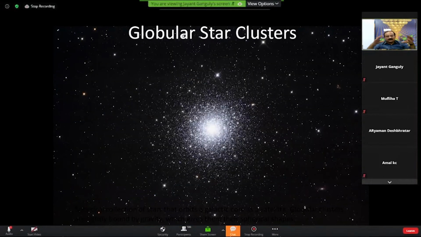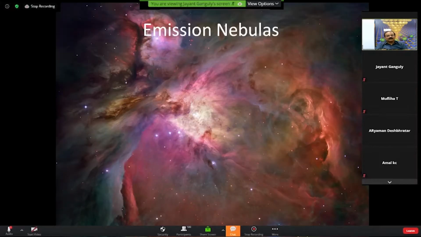And there is another group of stars which are tightly bound gravitationally, and they hover around the center of our galaxy. These tightly bound groups of stars are called globular clusters. Then there are nebulas, volumes of gas which are the stellar nurseries where new stars get formed. Some nebulas emit light, and some nebulas reflect light, as we will be seeing.